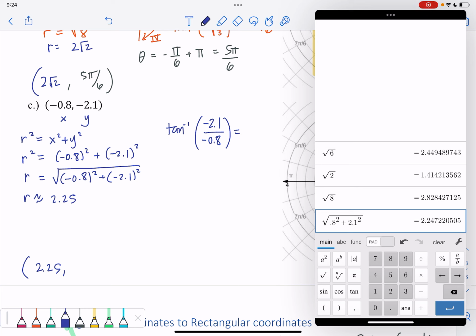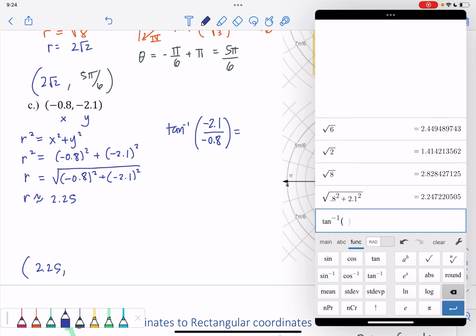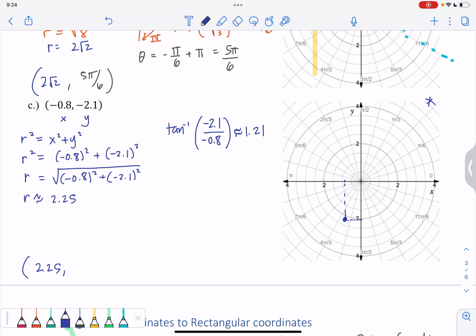First, I'm going to turn this into radians. Then I'm going to go to my function category, go to tan inverse. Oops, I need a new line first. Let's do that. So I'm going to do tan inverse, and go back to my main menu. I'm just going to do 2.1 divided by 0.8 since those negatives are going to cross out. And so when I do that, I see that I get 1.21. But this is about 1.57 radians for 90 degrees because it's half of pi. This is 0. So 1.21 is somewhere like up here.